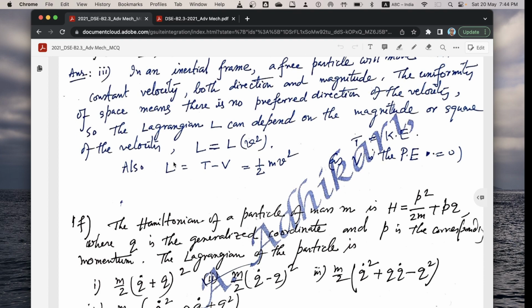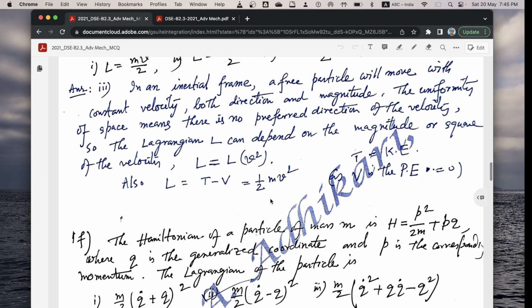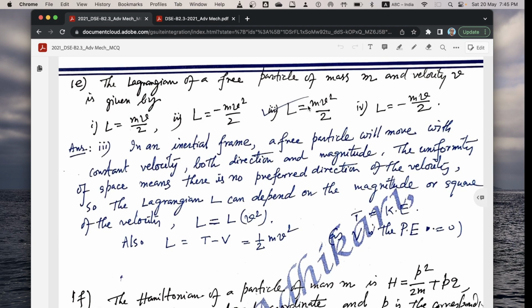Also, we know L is equal to T minus V, where T is the kinetic energy and V is the potential energy. So this equals half mv squared, because here the potential energy is 0. For a free particle of mass m and velocity v, half mv squared is the kinetic energy only, and there is no potential energy here. So L equals half mv squared is the Lagrangian of this system.